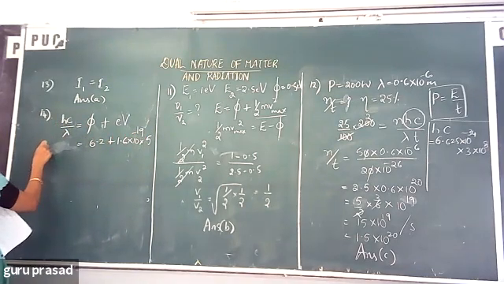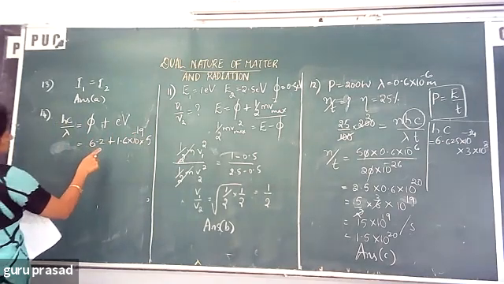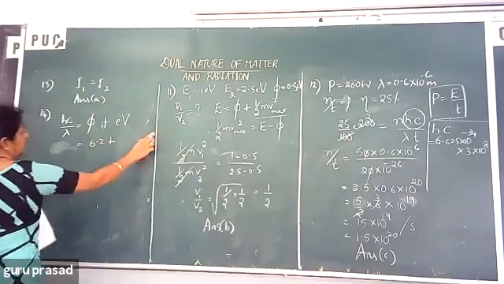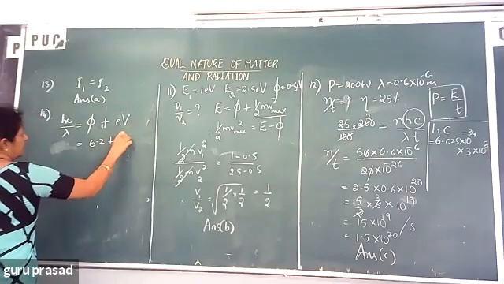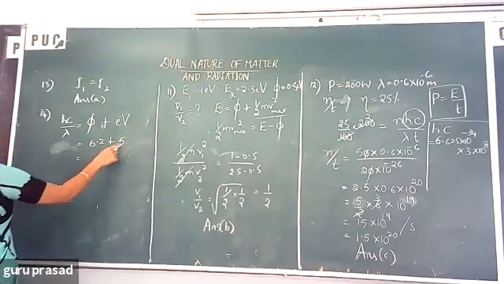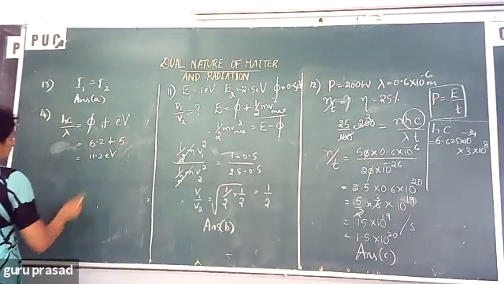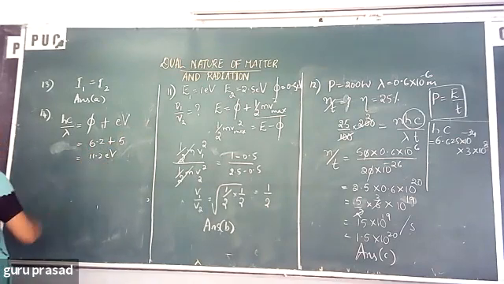HC is how much? 1 minute. In 5 EV only you write. Later we will convert, it is easy. 5 volt is 5 EV. So 5 plus 6, 11.2 EV. Okay, this one is not in joule, it is in electron volt.